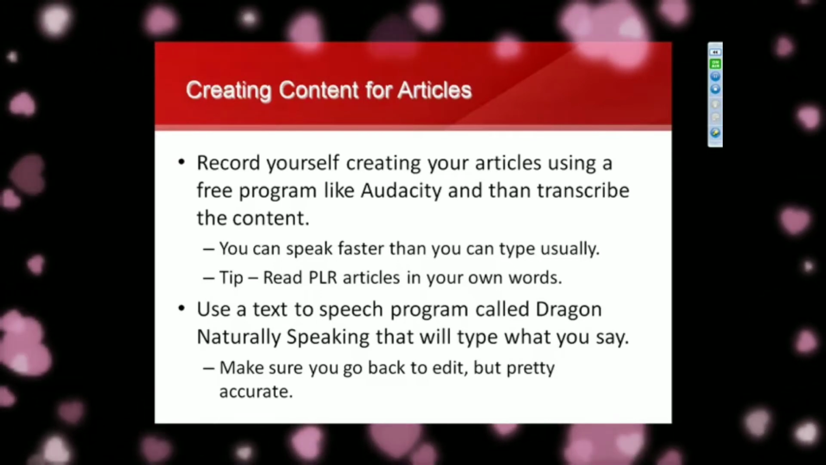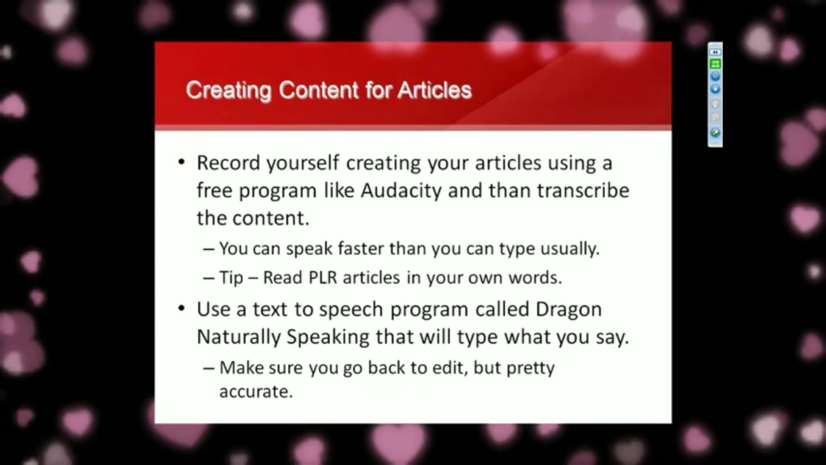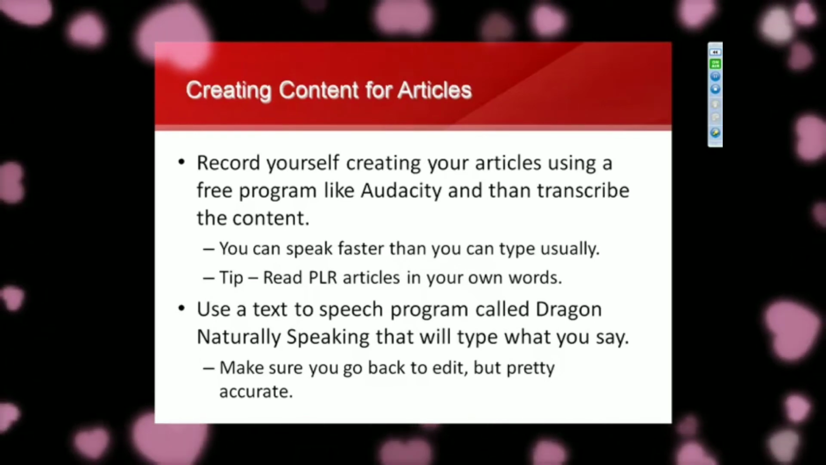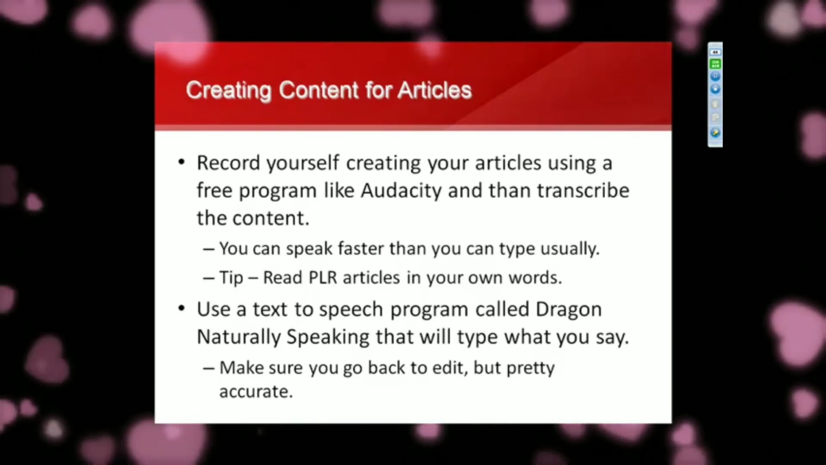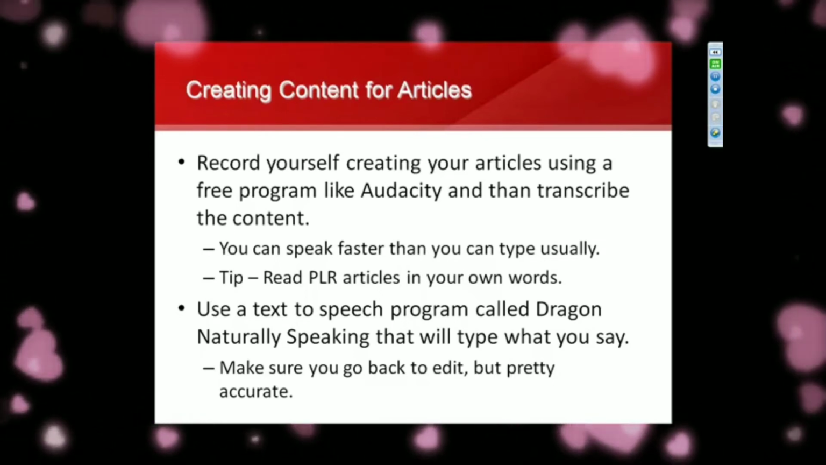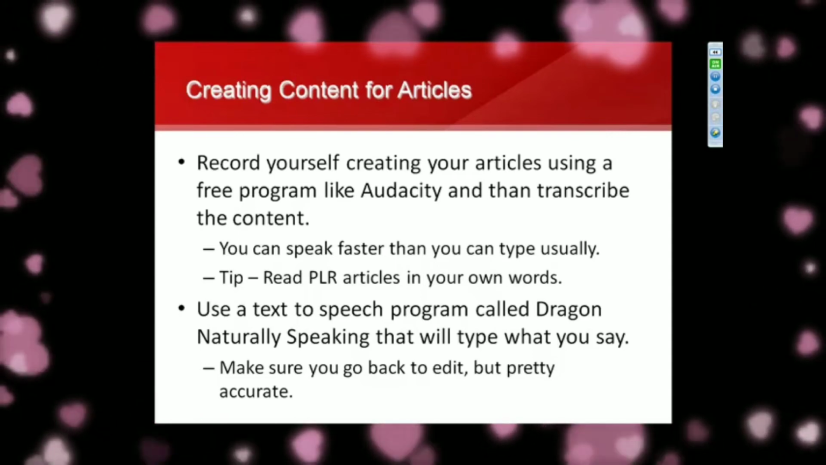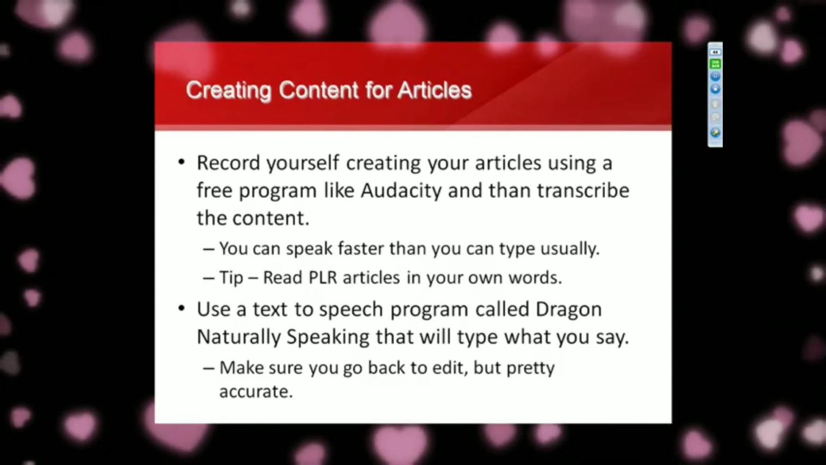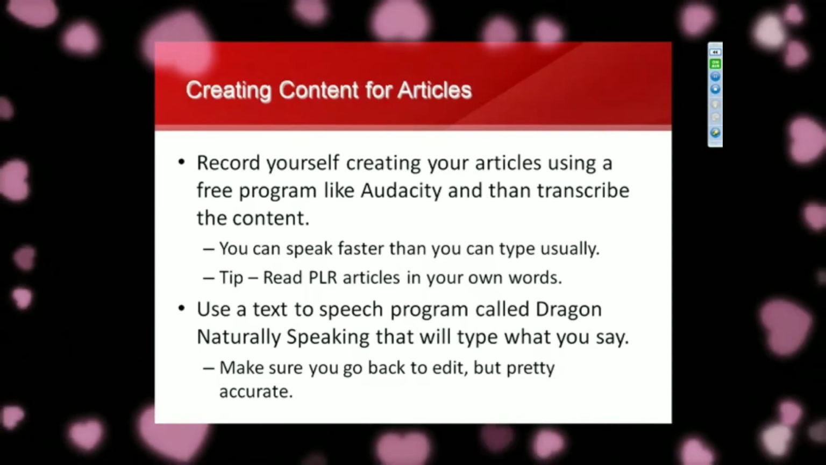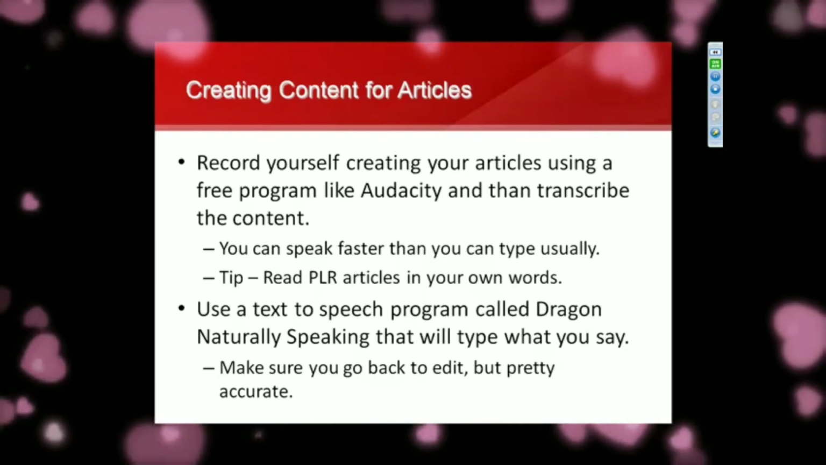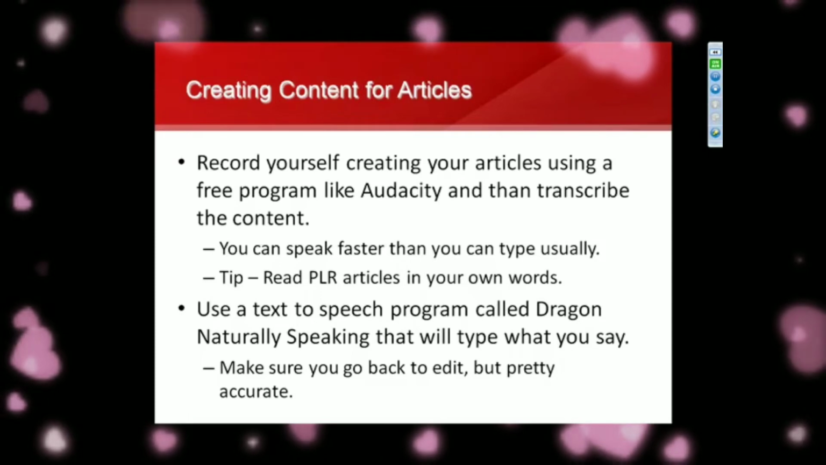Make sure you go back to edit your articles after you use Dragon Naturally Speaking. It's a program you can just type into Google. You can buy it. I think Amazon even sells it, but you'll find their website too. The last cost I saw was like $99. Staples, Office Depot, Best Buy, Office Max, those kinds of electronics and office stores usually sell Dragon Naturally Speaking software.